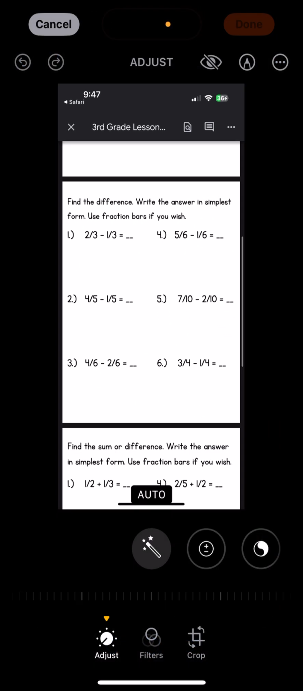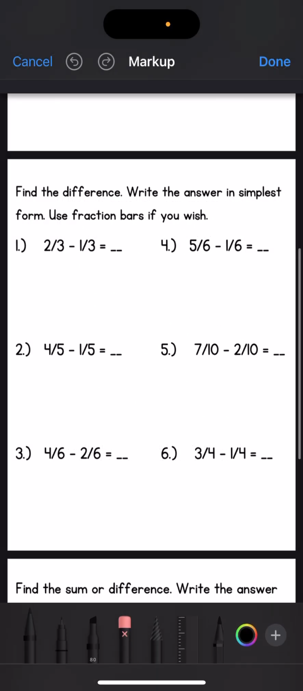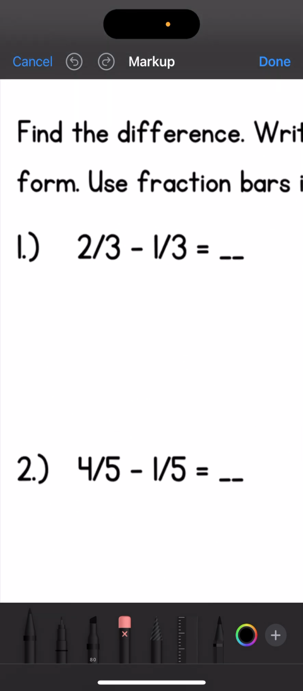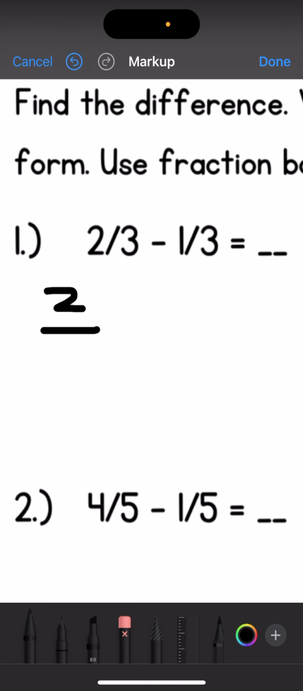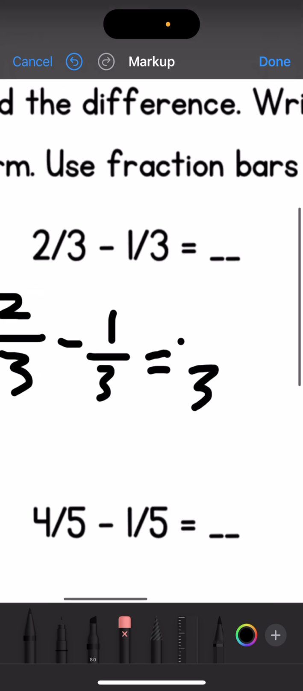Let's move on. Find the difference. Write the answer in simplest form. Use fraction bar if you wish. Okay, so we are subtracting now. Just like addition, we are going to make sure that the denominator is the same and subtract the top.